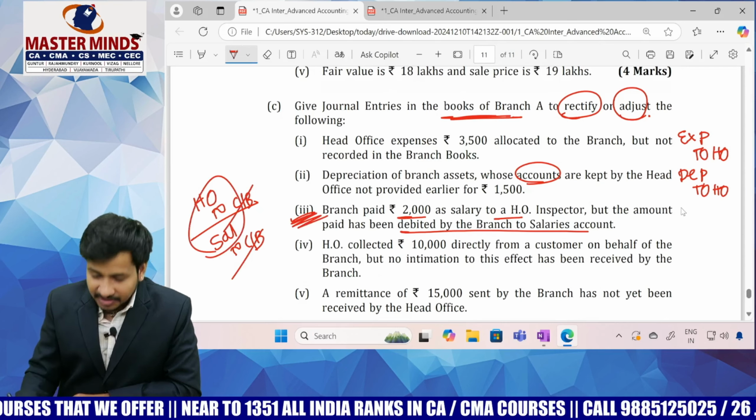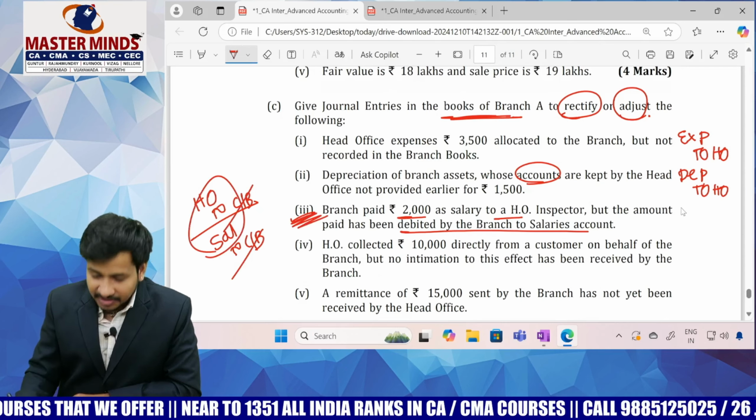Head office collected 10,000 directly from the customer, but no intimation is received by the branch. Now since you have received the intimation, you have to record. If you had received, it is cash or bank, but since head office is receiving, head office account debit to your debtor. And remittance 15,000 sent by branch has not been received by the head office. Let it be something like a general policy that to whomever it is considered as transit, they will record it. Here branch sent but not received by the head office. So head office is the recipient and hence they will record. In branch there is no journal entry.